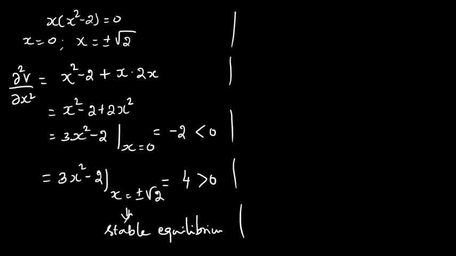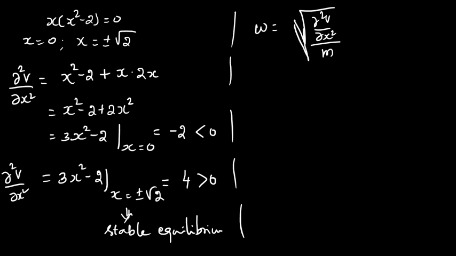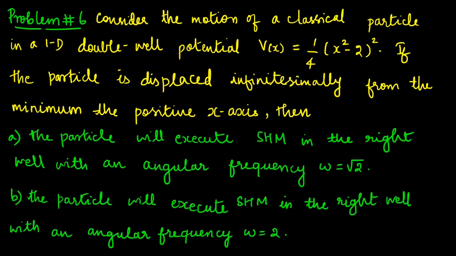So now the next step is to find the omega, which is the square root of ∂²V/∂x² divided by m. I know my ∂²V/∂x², which is 4. And I say that my mass is unit mass. So my omega will be around 2. So it says that my option B is correct.